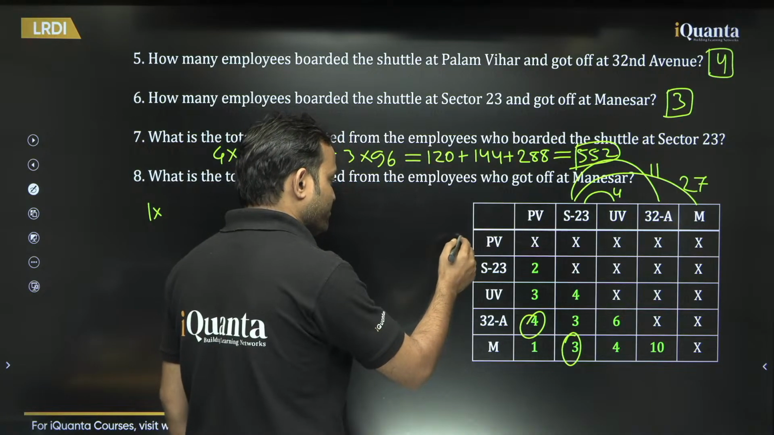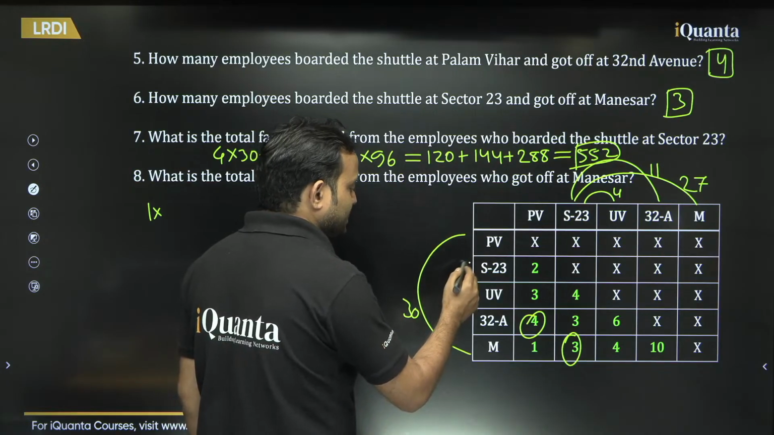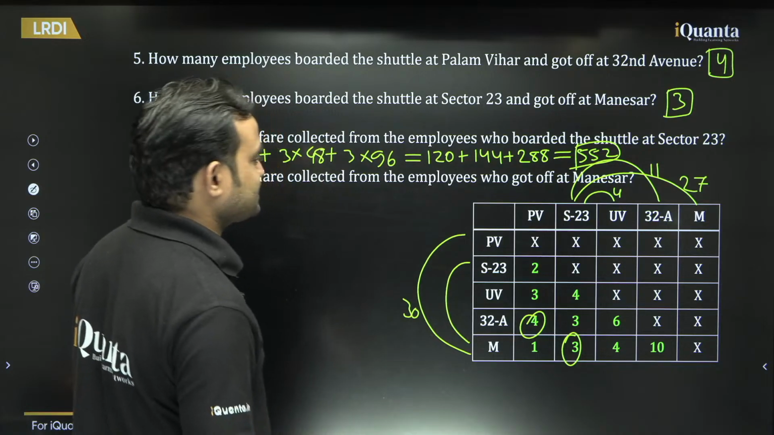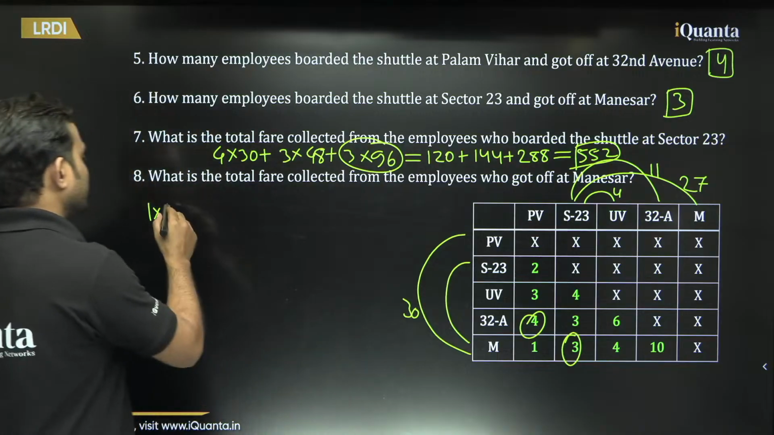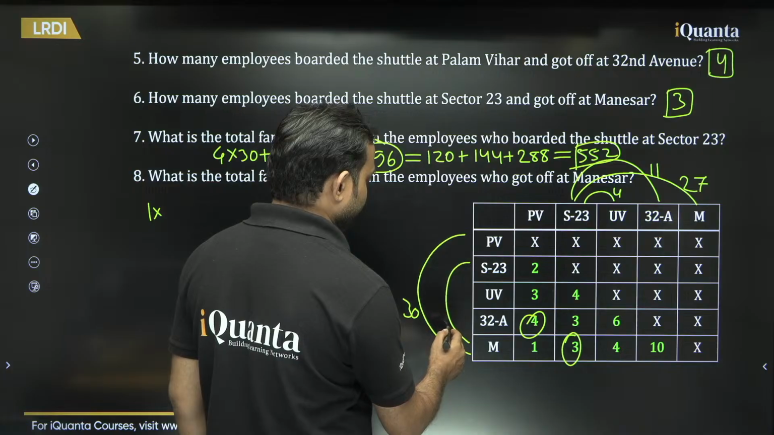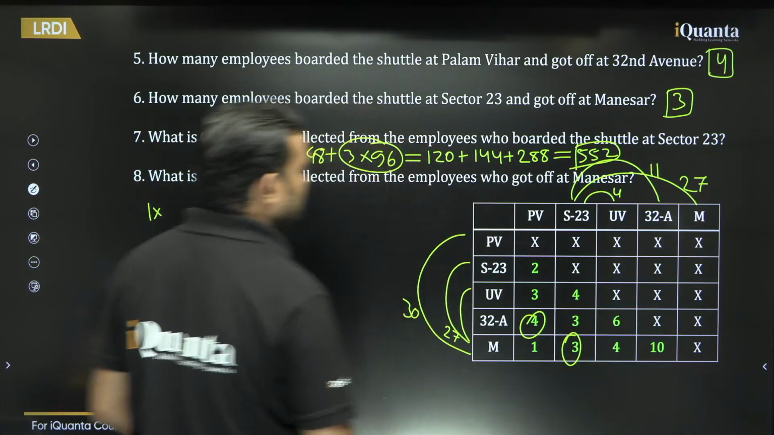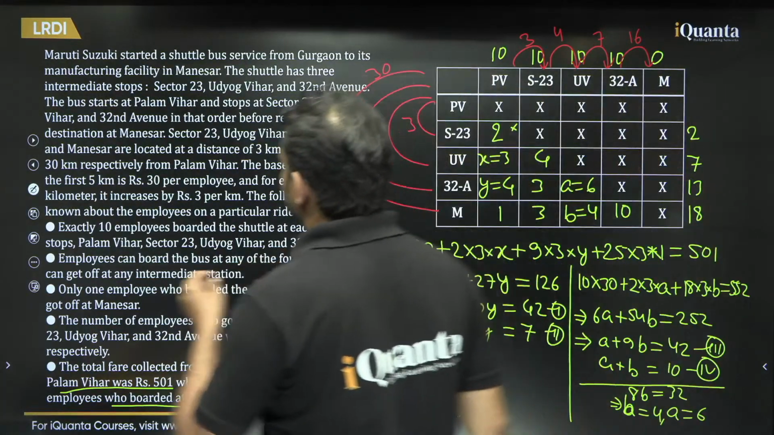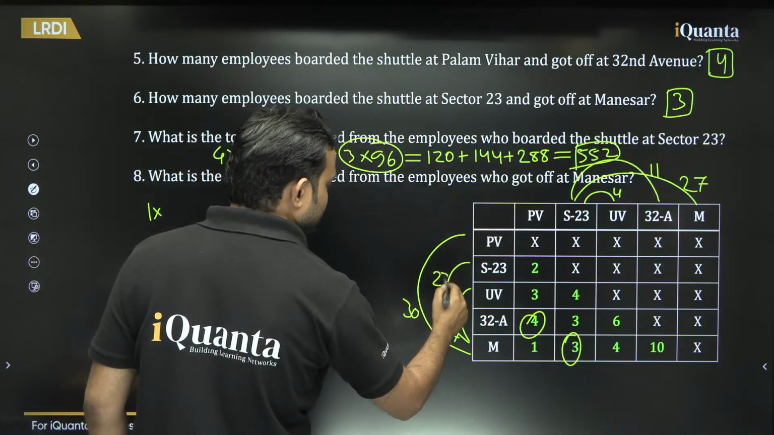From Palam Vihar to Manesar, the distance is 30. From sector 23 to Manesar, we already calculated that, so we can directly use that here. First let's calculate this. Sector 23 to Manesar is total 27. Udyog Vihar to Manesar, what will be the distance? 7 plus 16, it will be 23. So this distance is 23.